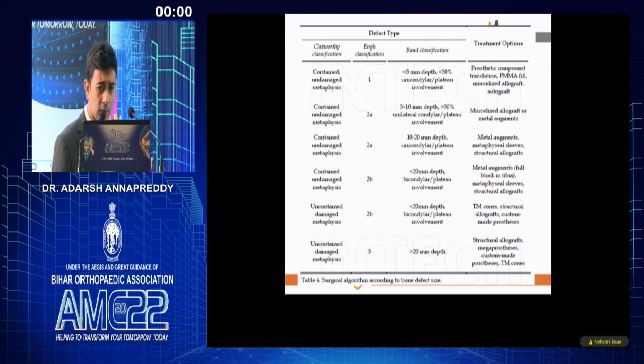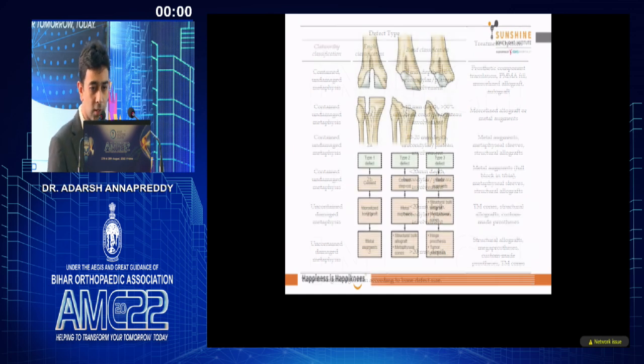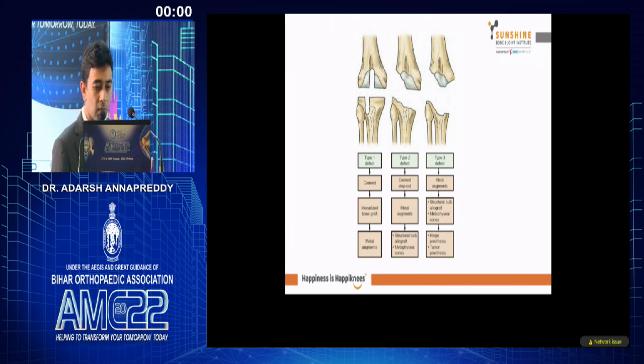You can just take a picture of the slide. We've already mentioned these. To summarize, type 1 defects, you can use cement, morselized bone graft, or even metal augments. Type 2 defects, you can use cement with a step cut, then use metal augments, or you may have to use a structural bulk allograft or metaphyseal cones. Type 3 defects, metal augments directly, you have no option of cement, structural bulk allografts or metaphyseal cones, and then finally you have to use a hinge prosthesis or a tumor prosthesis.